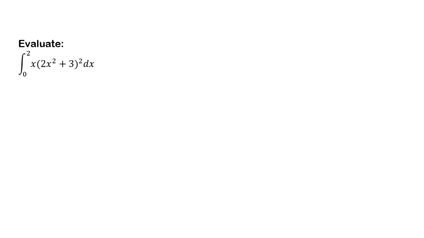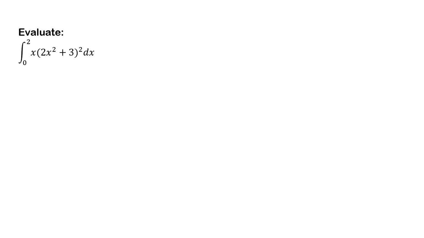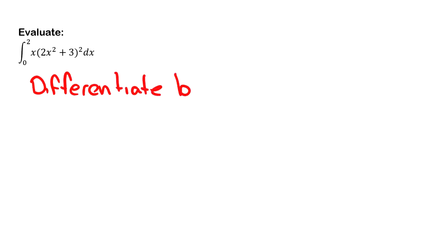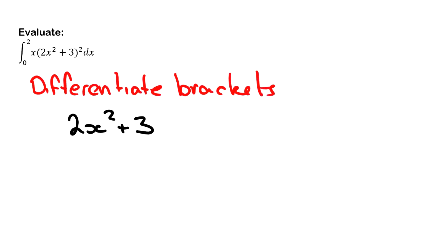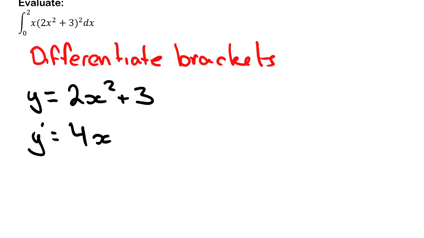Now here is a more difficult one because what's out the front doesn't match what's inside. So first thing we need to do is differentiate what's in the brackets. To do that, we start with 2x squared plus 3, and that becomes 4x. So if I say this is just y, for example, we get 4x. So really, the number we need out the front is 4x. We have x. So we need to convert that to 4x by multiplying it by a number. So that number is going to be 1 over 4.